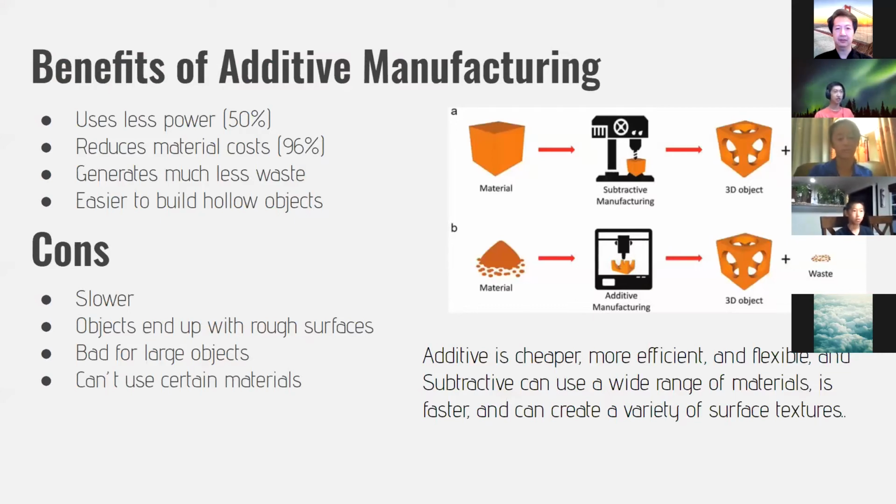So the benefits of additive manufacturing. Basically it uses less power because instead of drilling, you're just printing and heating things up. It reduces material costs by up to 96% because instead of producing all of this waste from drilling and removing material, you only use what you need and produce almost nothing.